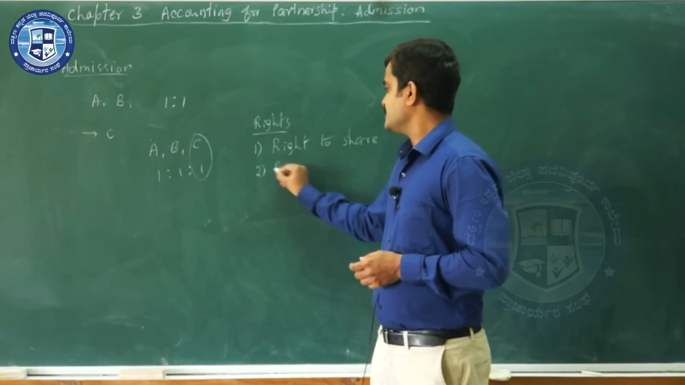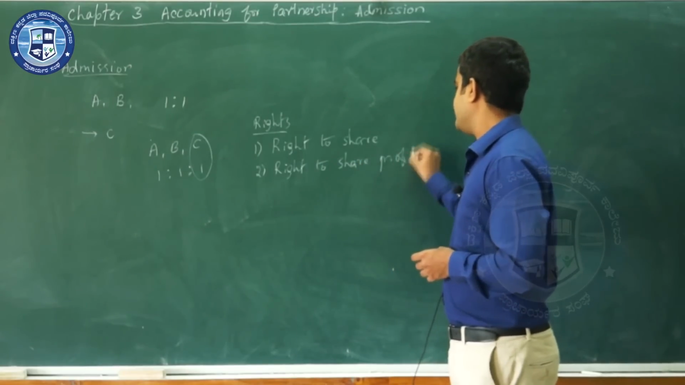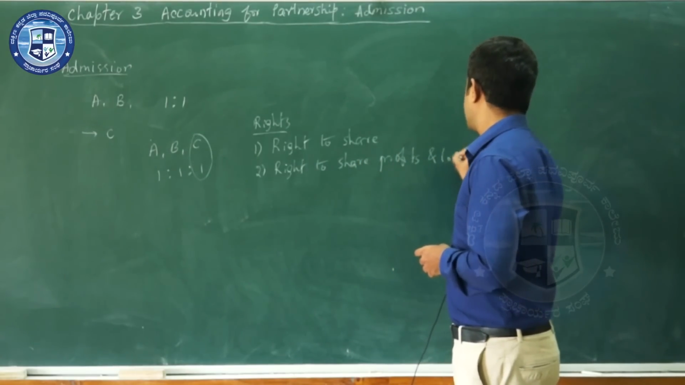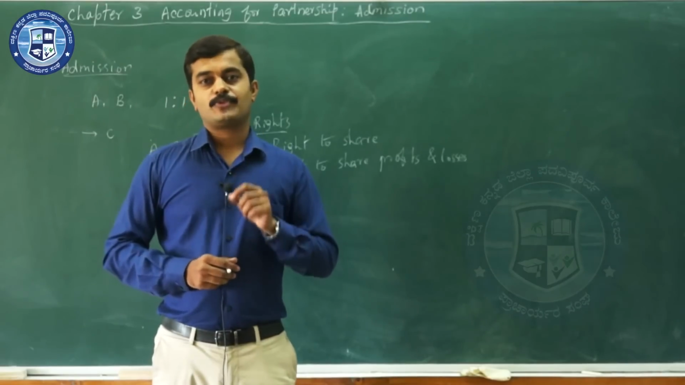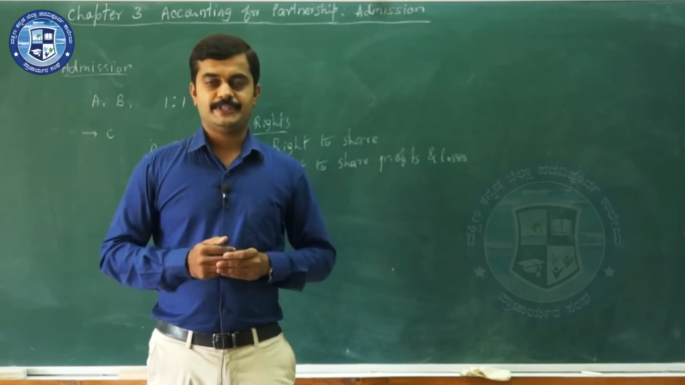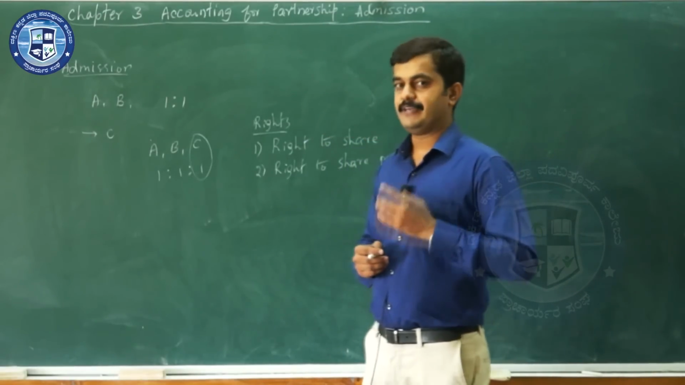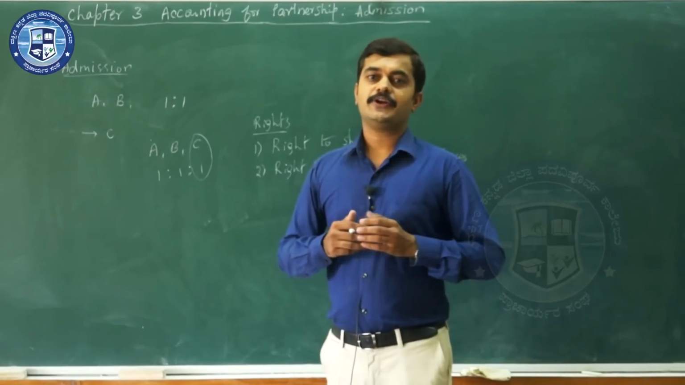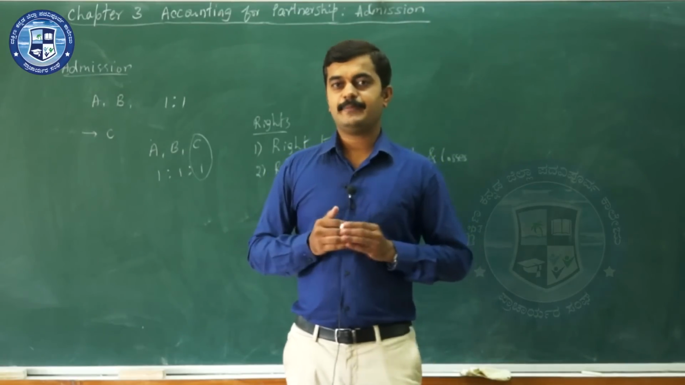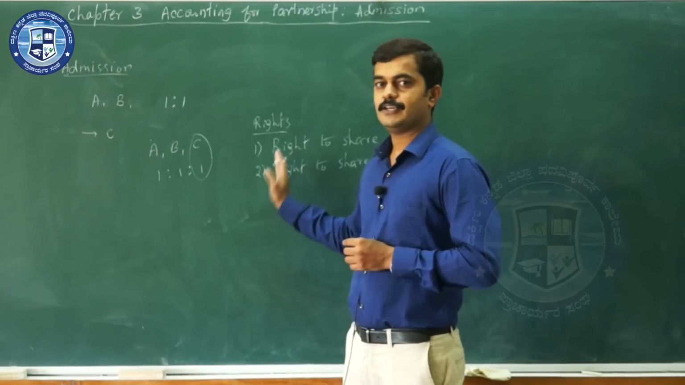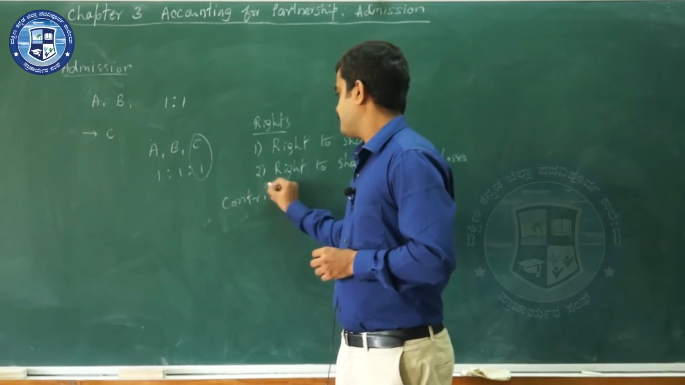Second is right to share profits and losses. So the second right he is going to get is the right to share profits and losses of the firm in the future. So these are the two rights. When C comes, he has to bring capital. We all know that in order to become a proprietor of a business, contribution of capital is a must. So in that manner, C has to bring capital when he comes as a partner to that business. So contribution of capital.